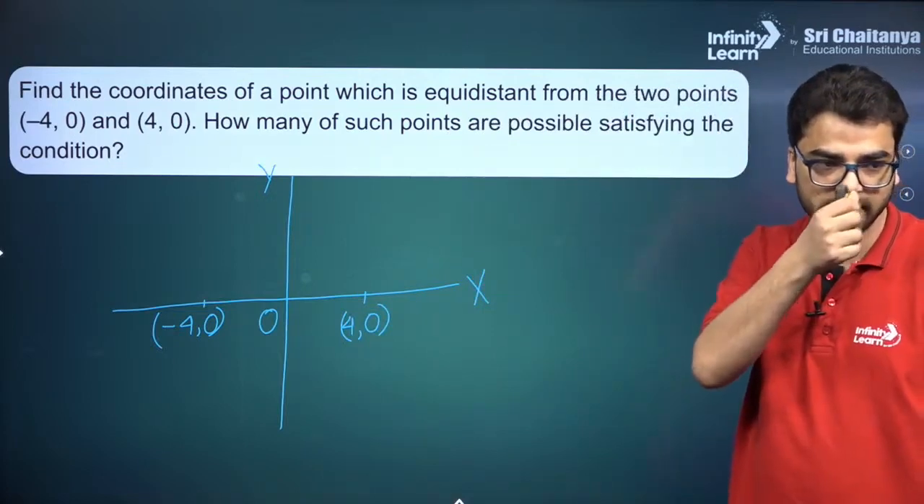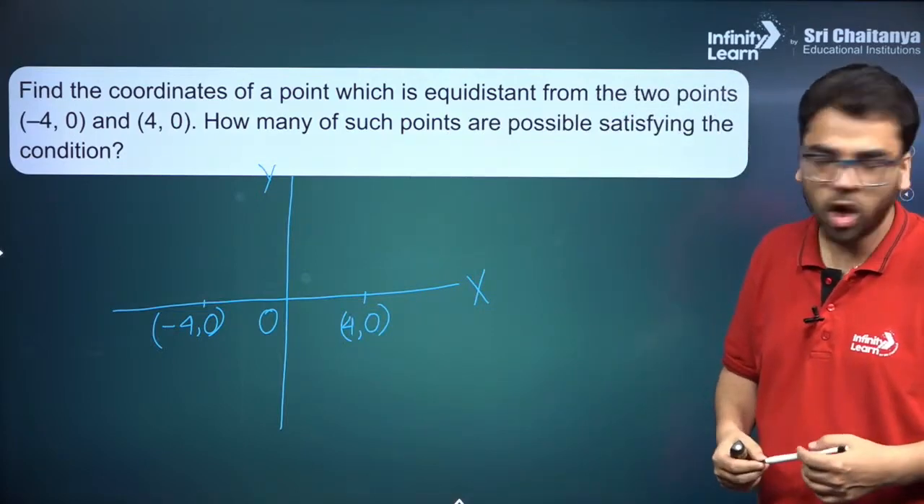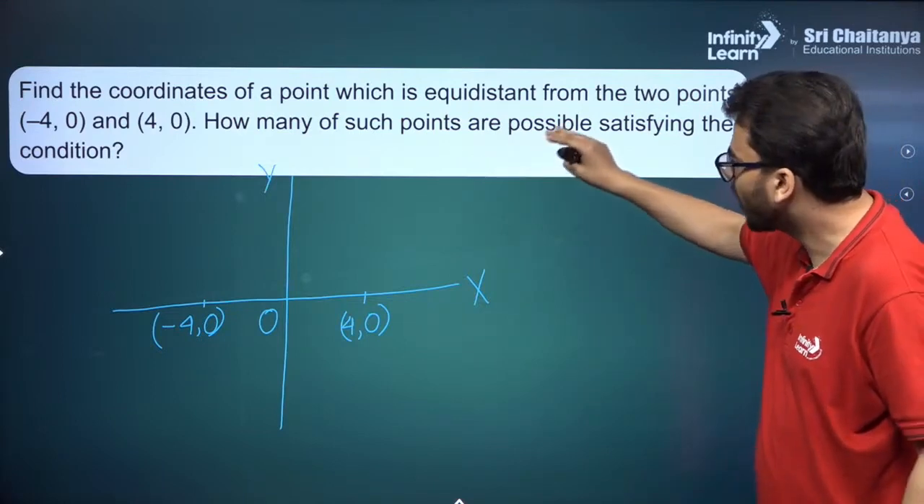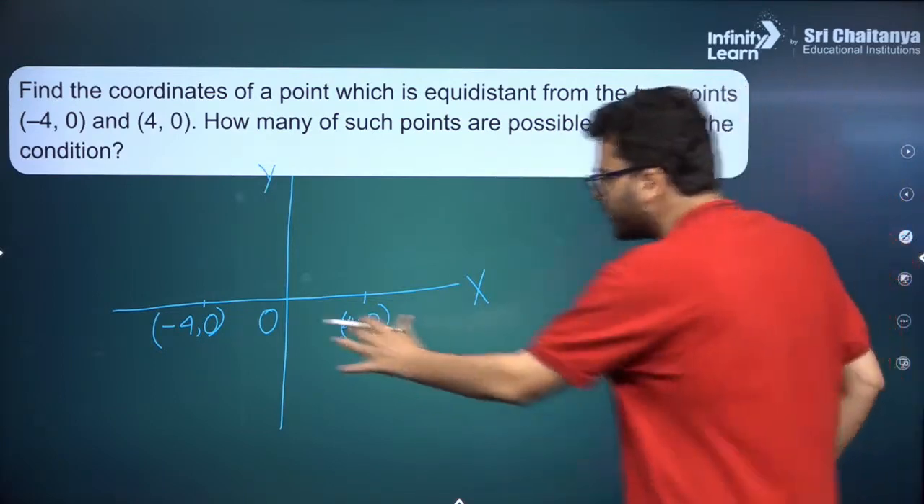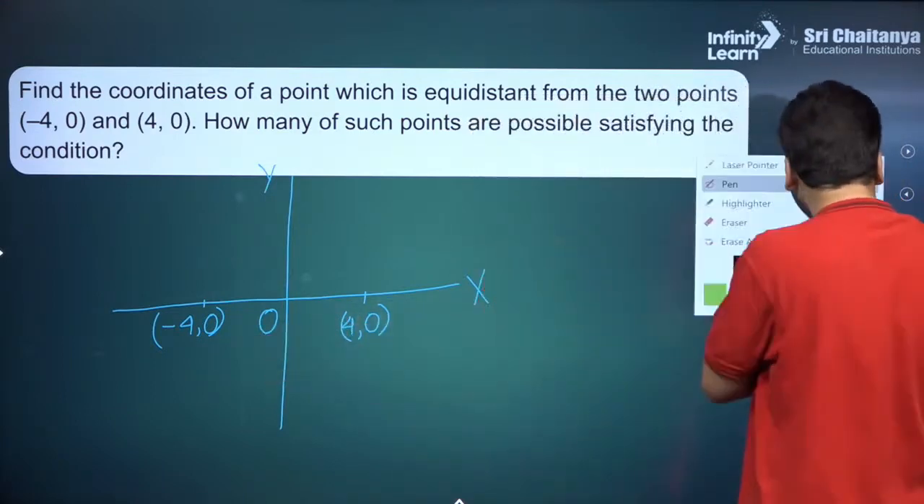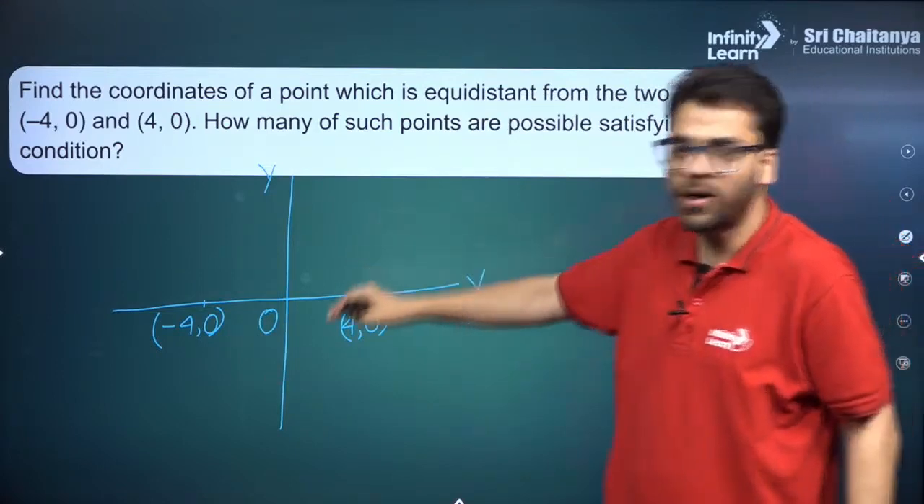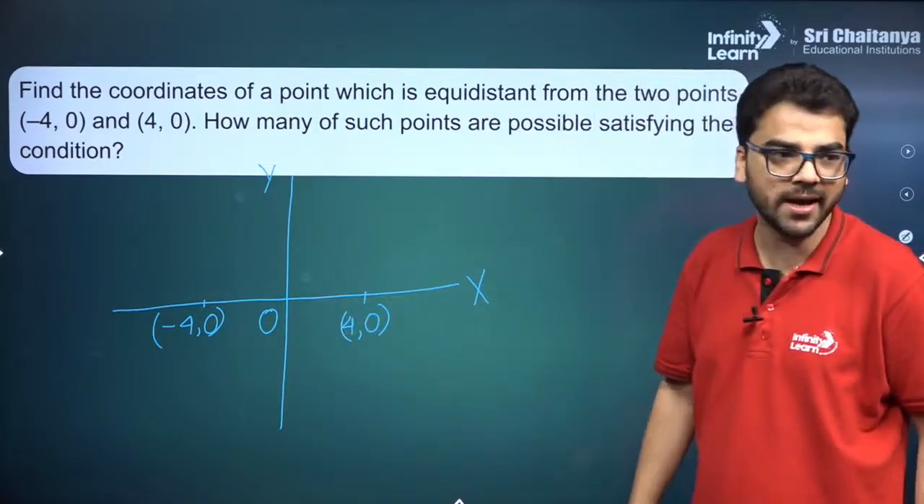Okay, smart. So basically how many such points are there which are equidistant from these 2 points? Equidistant means points which are at an equal distance from these 2 points. Can you tell me, guys?